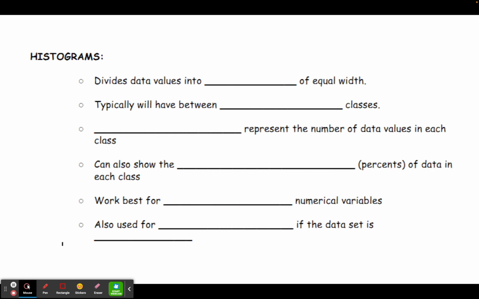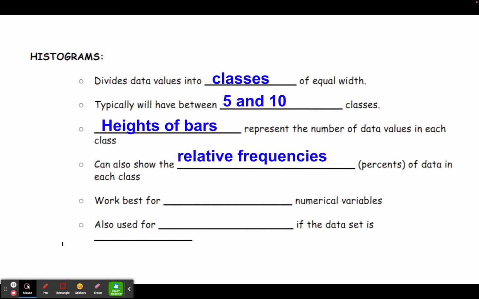Now, histograms, when we make these, we typically divide our data values into classes that are equal width. You typically want to have between 5 and 10 classes. And I'll show you some examples in just a few minutes about why you don't want to have too many or too few. The heights of your bars will represent the number of data values in each of those classes. So that's showing you a count or frequency. However, we also can show the relative frequencies or percents of the data in each class, and we'll look at both of those.